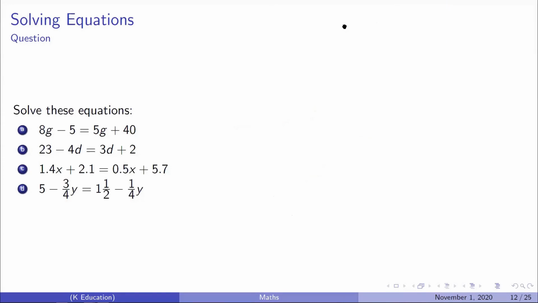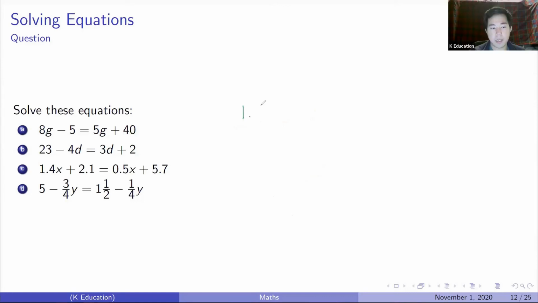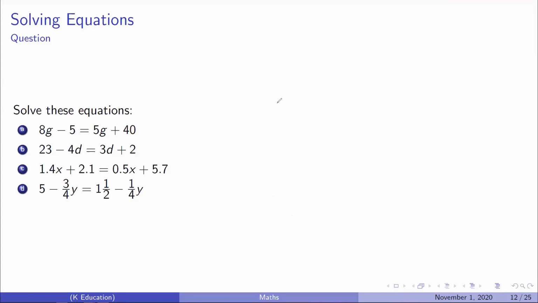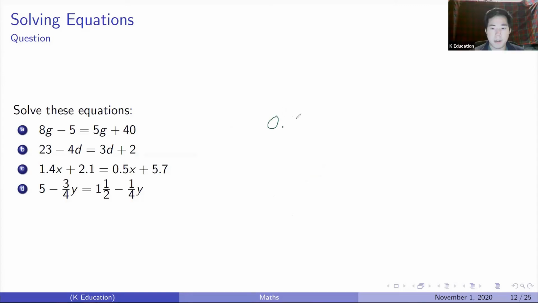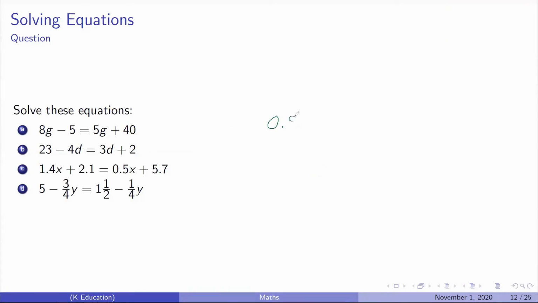So you minus 0.5x from both sides. Okay, so what do I get on the left-hand side after you do that? You would get 0.9x. 0.9x by itself? 0.9x, yes.